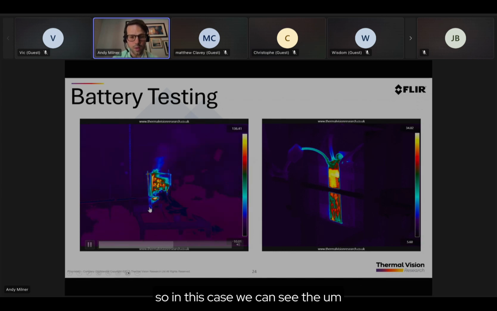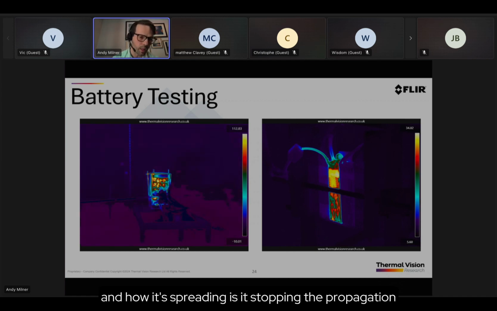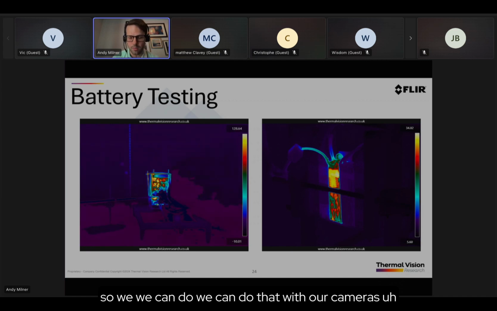So in this case, we can see the effects of the extinguishing agent on the fire and how it's spreading. Is it stopping the propagation? So we can do that with our cameras.